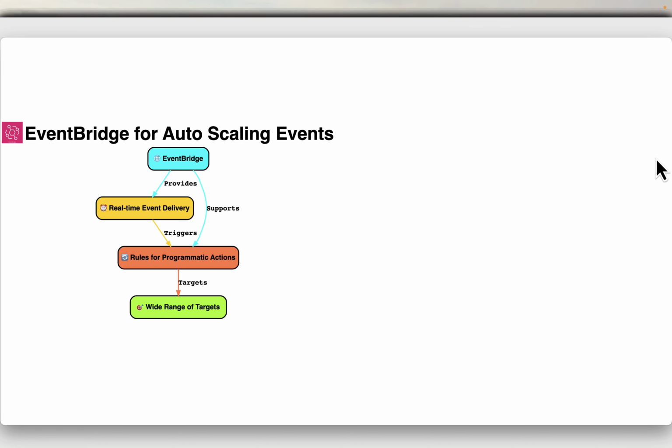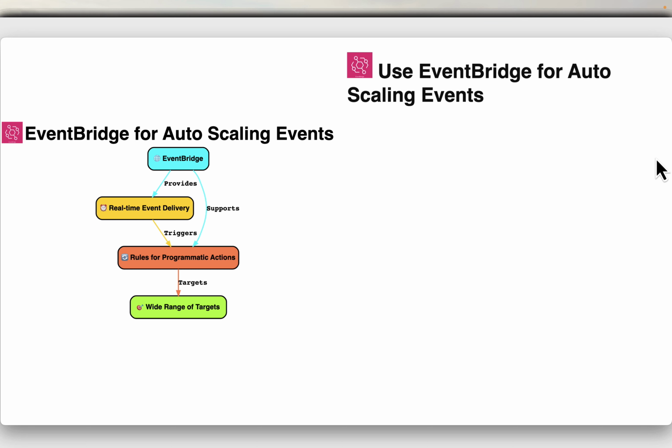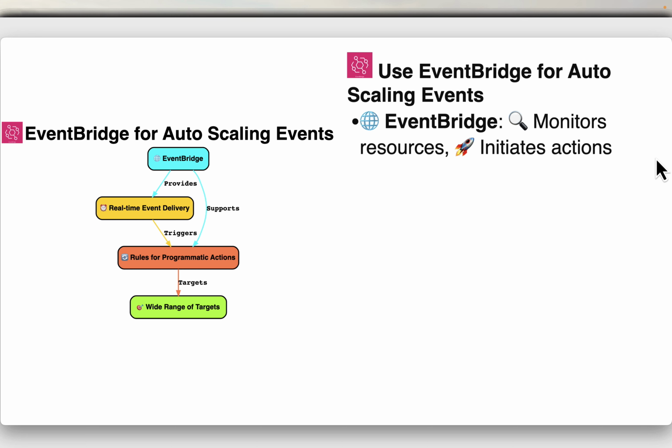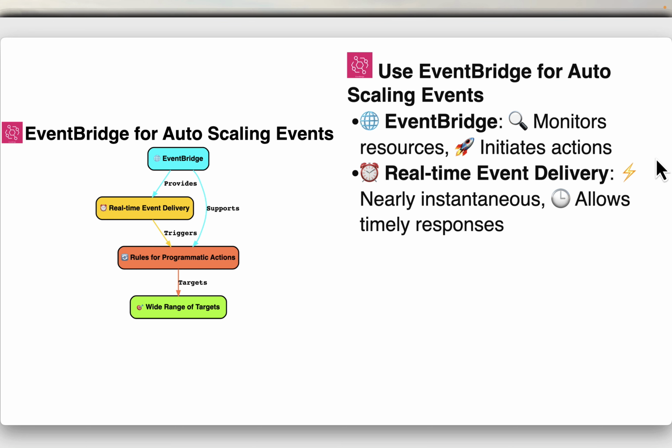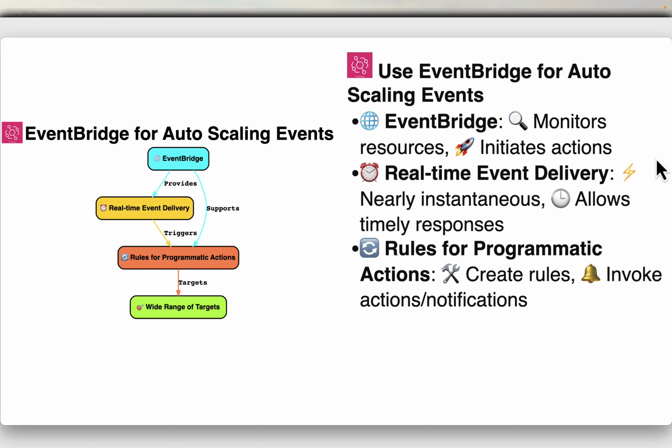Okay, next is EventBridge for auto scaling events. So this is EventBridge. So basically EventBridge is a service that monitors resources and initiates actions using the other AWS services based on rules. So EventBridge has something called events, and based on those events you can input the source and destination. So you can take action based on what the event data looks like. So second, real-time event delivery. So events from Amazon EC2 auto scaling are delivered nearly instantaneously, which allows for timely responses.